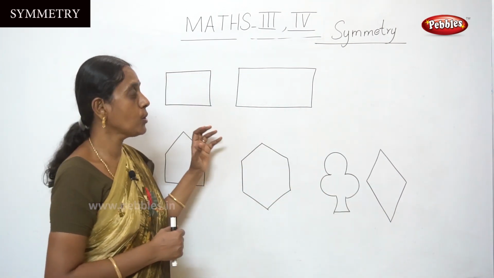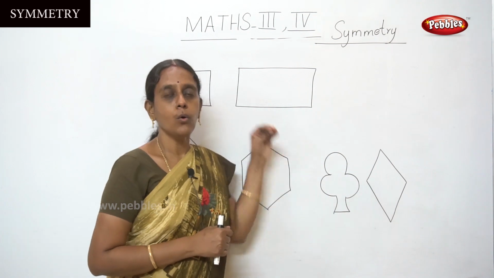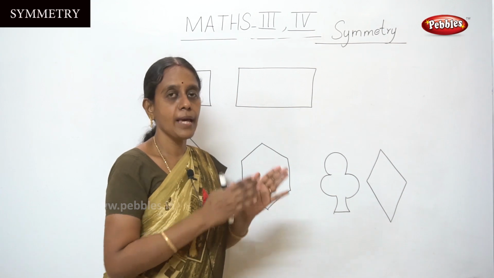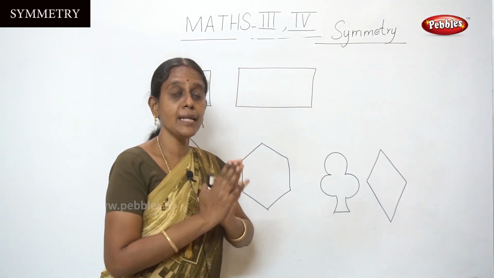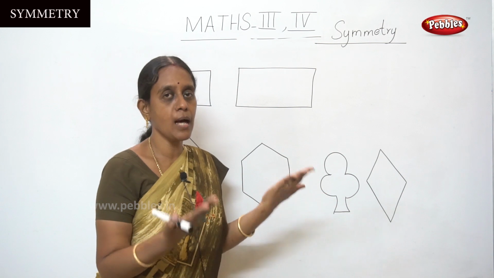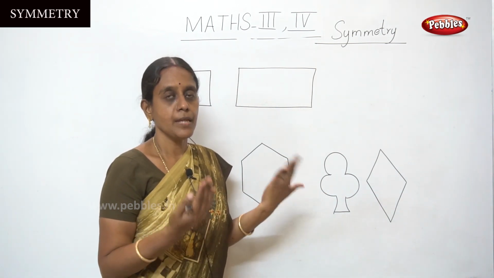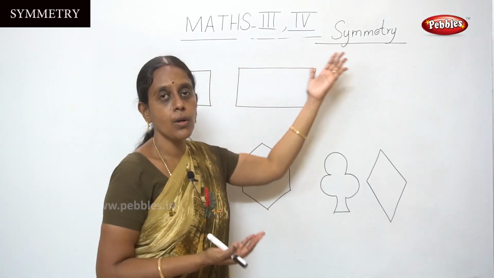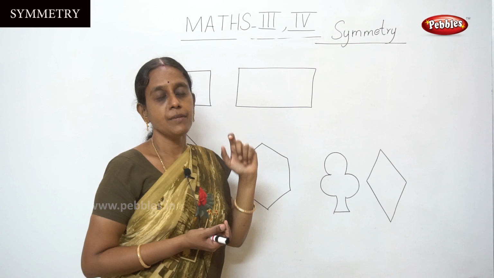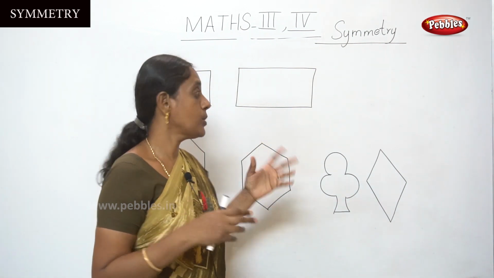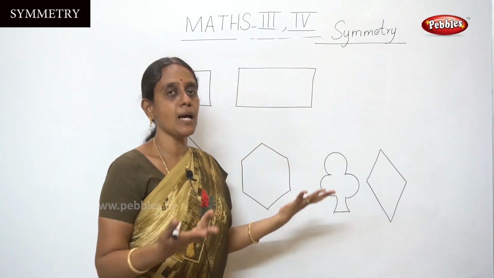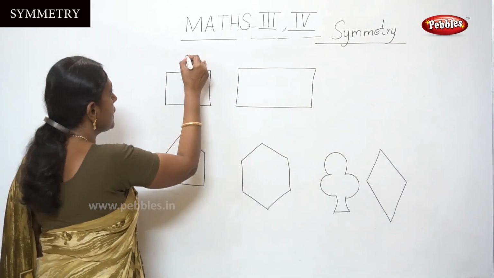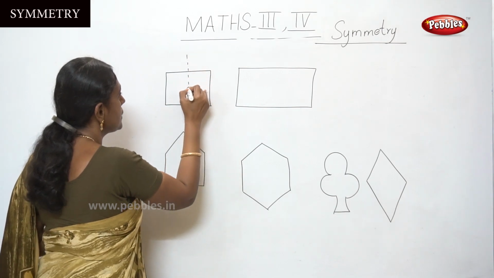Let me draw an imaginary line over these figures, and we can separate, that is we can cut into 2 equal halves. Can we divide into equal portions? Those shapes are called symmetrical. And if we can't make it into equal halves, that means asymmetrical. Here you have to draw an imaginary line.